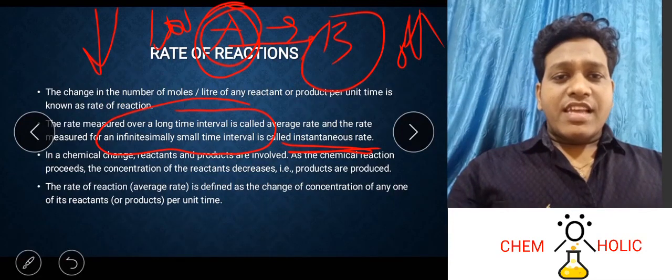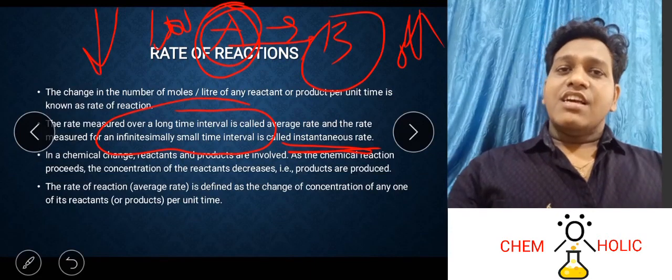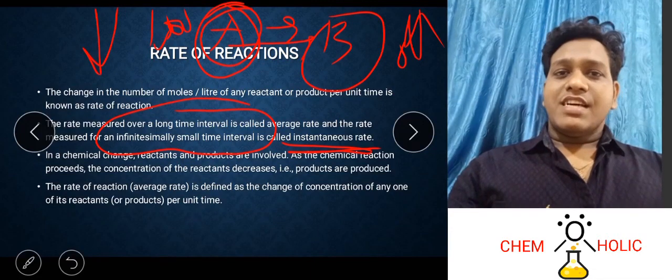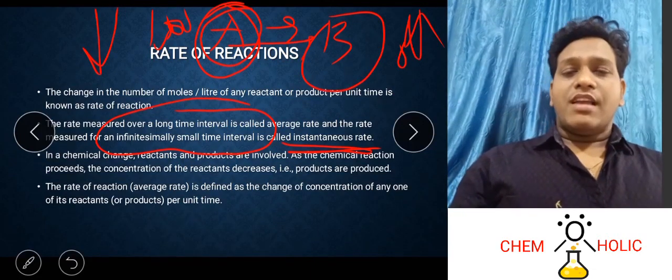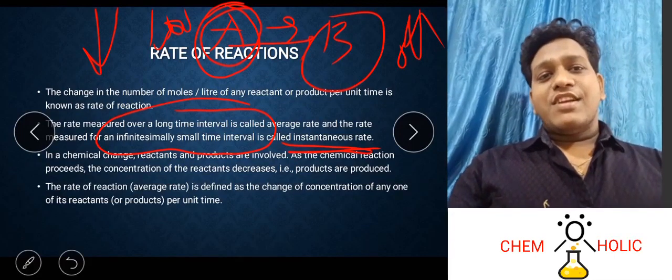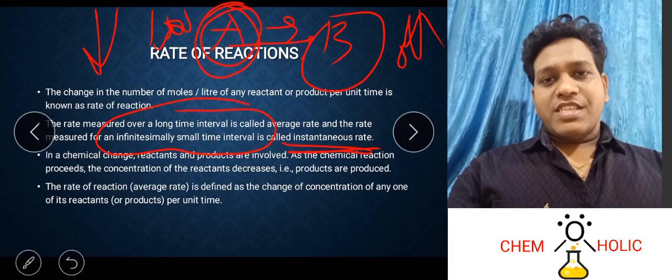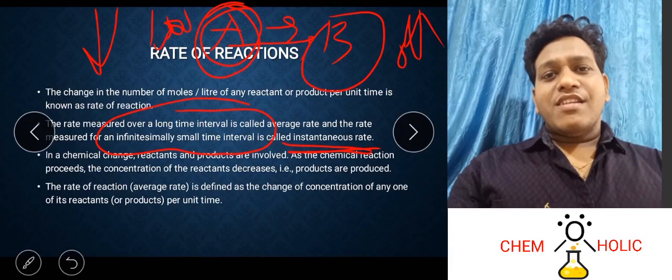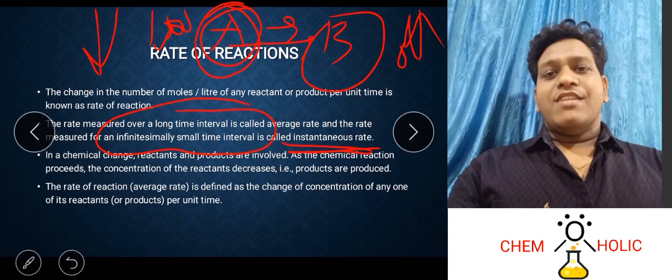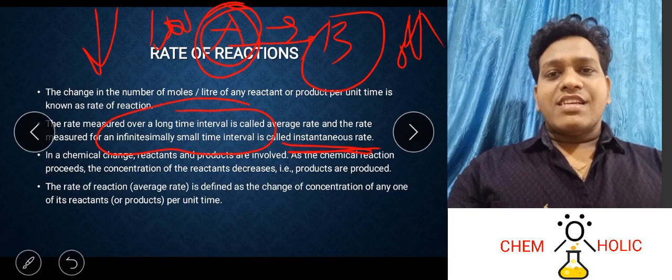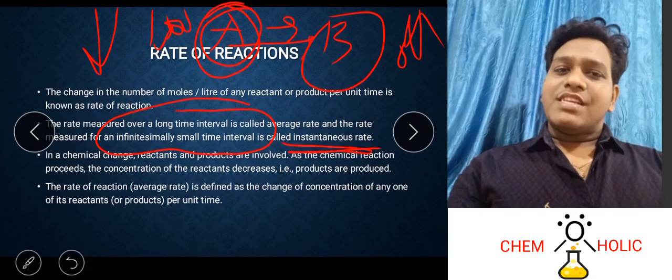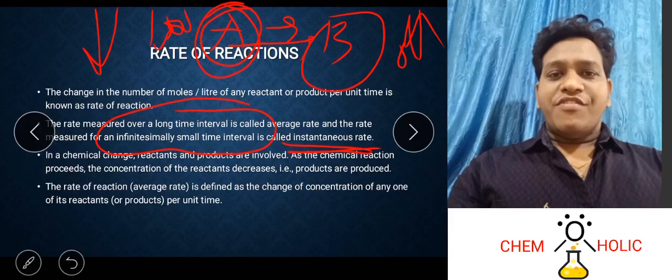The rate of any reaction, the average rate, is defined as the change in concentration of reactant or product per unit time. You should note that the rate of any reaction is nothing but the change in concentration of reactant or product per unit time. So whether the product is increasing or the reactant is decreasing per unit time, that change can be calculated as the rate of reaction.